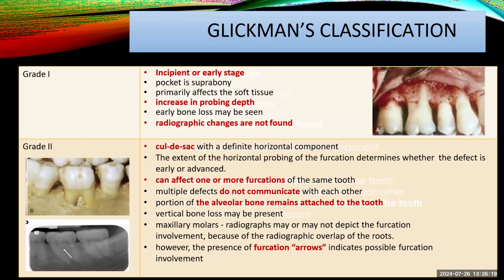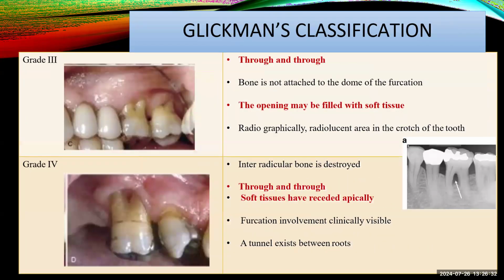Vertical bone loss may be present and may or may not be depicted in radiographs. However, the presence of a furcation arrow in radiographs indicates possible furcation involvement. Grade 3 is a through-and-through defect where the bone is not attached to the dome of the furcation and the opening may be filled with soft tissue. Radiographically, it appears as a radiolucent area in the crotch of the tooth.